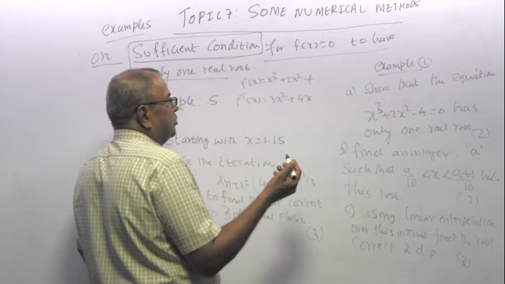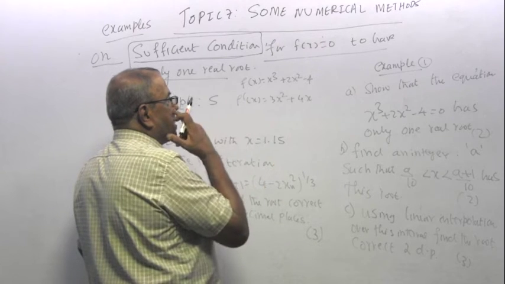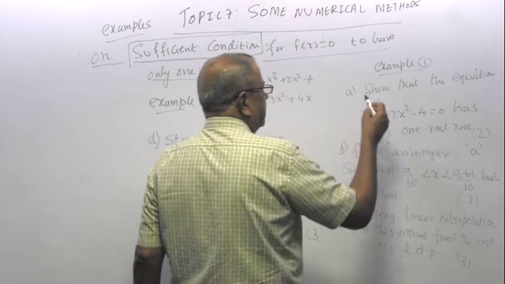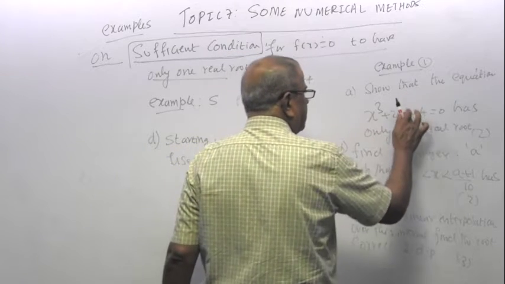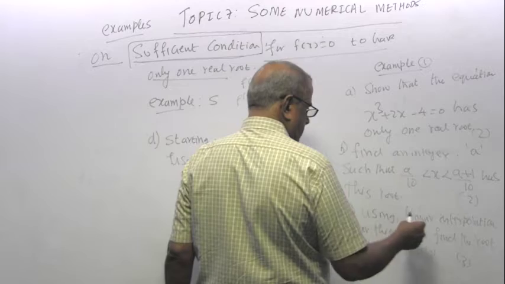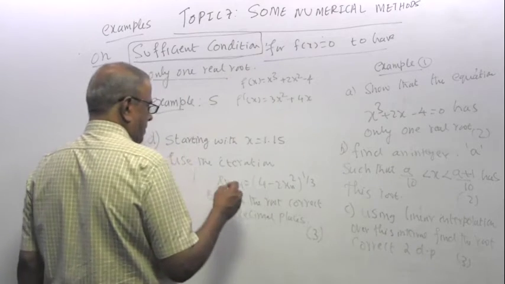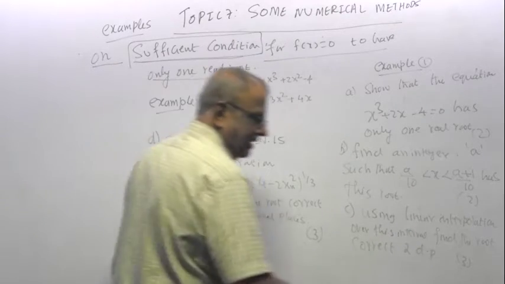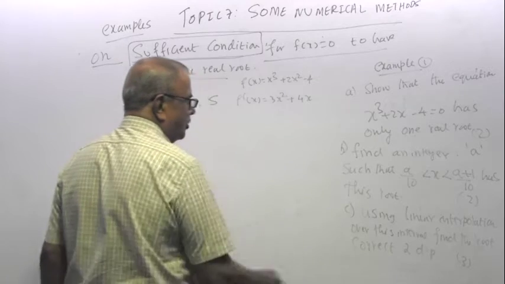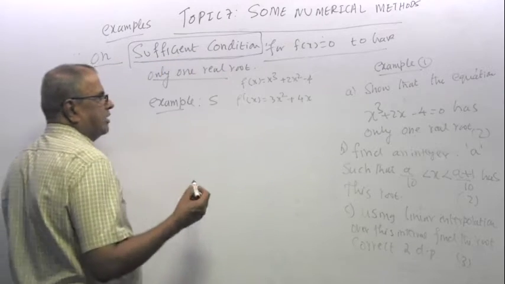Because it has roots. Suppose I make it x cube plus 2x minus 4. This root, okay, that's fine. Let's delete the part D. That's all. The rest will work. x cube plus 2x minus 4 equals 0.